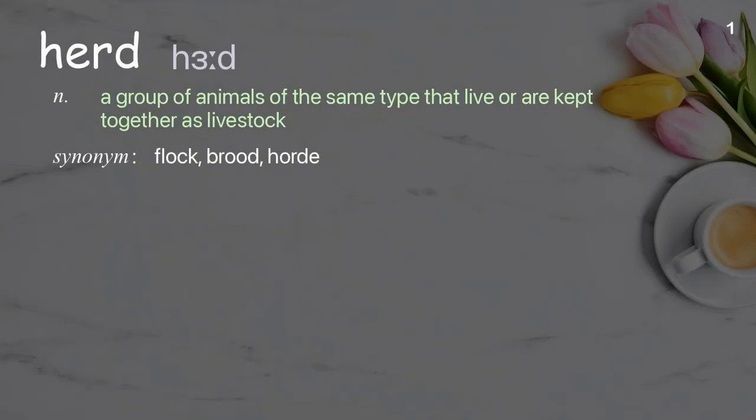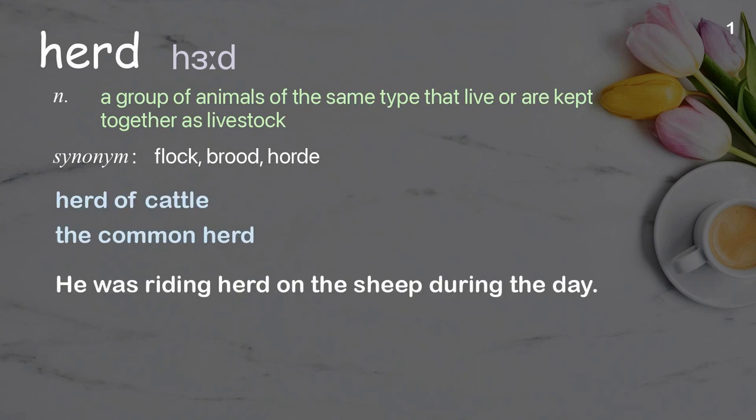Herd. A group of animals of the same type that live or are kept together as livestock. Examples. Herd of cattle. The common herd. He was riding herd on the sheep during the day.